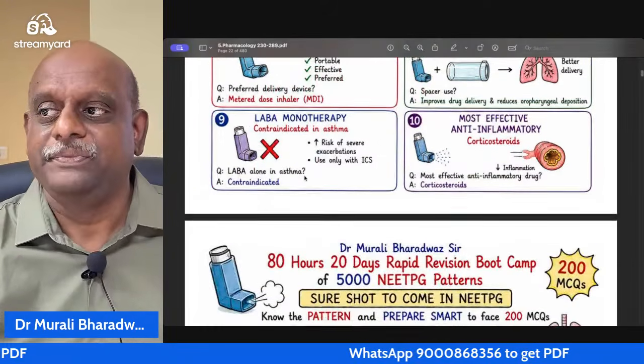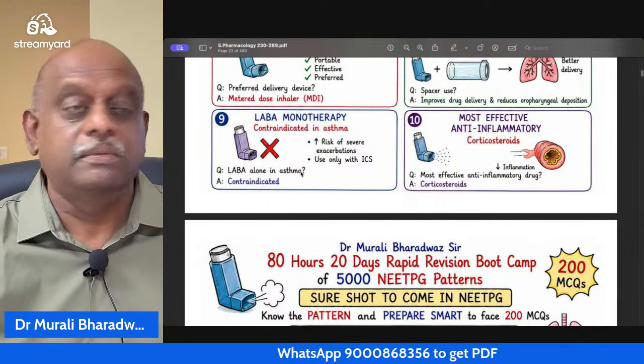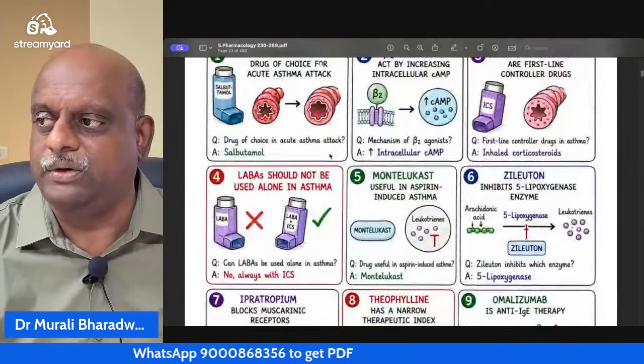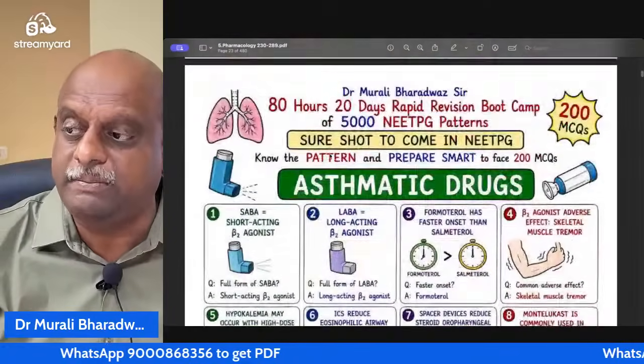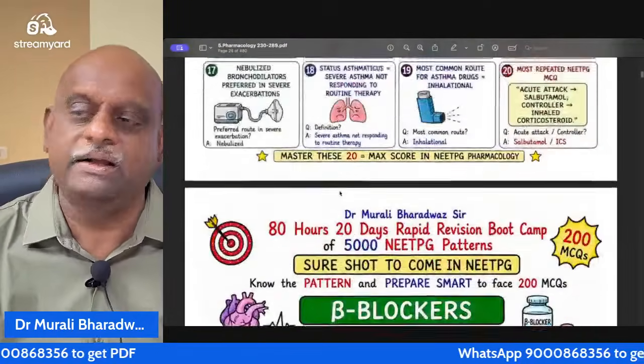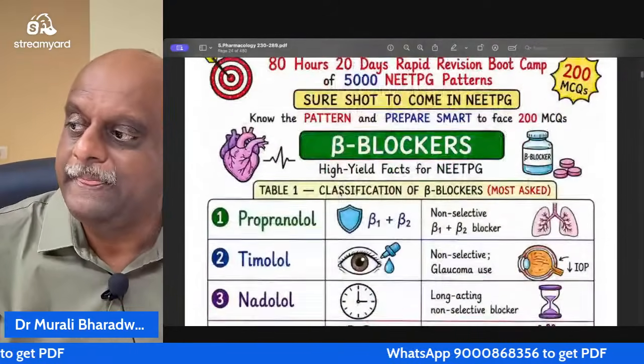So, doctor, never give LABA monotherapy is a very important rule. So I leave the literature for you. What is their mechanism? What is their side effect? It is a favorite question of the examiner.